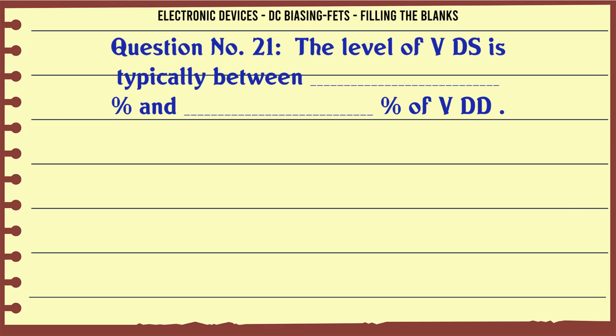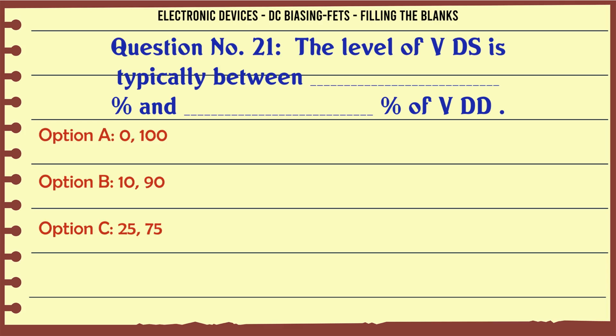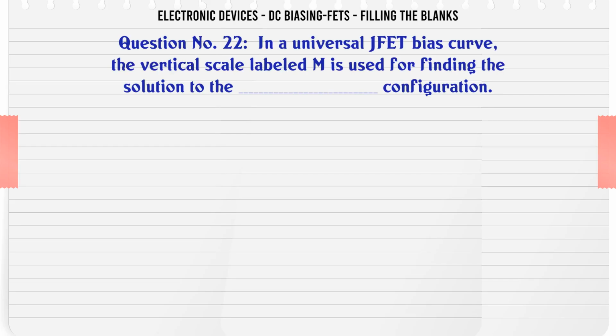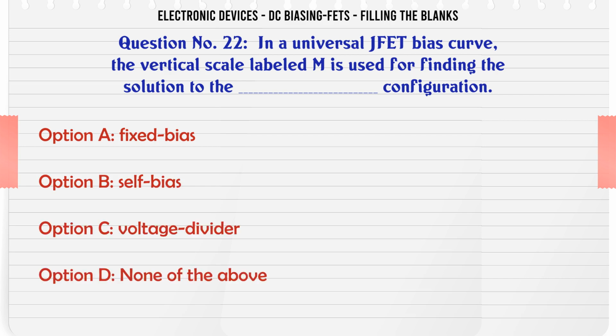The level of VDS is typically between and of VDD. A. 0 to 100. B. 10 to 90. C. 25 to 75. D. None of the above. The correct answer is 25 to 75.